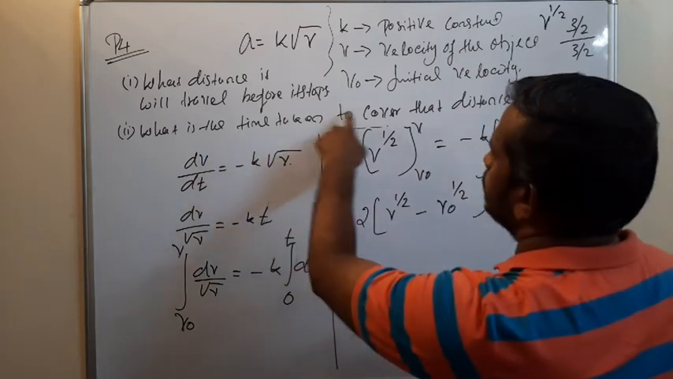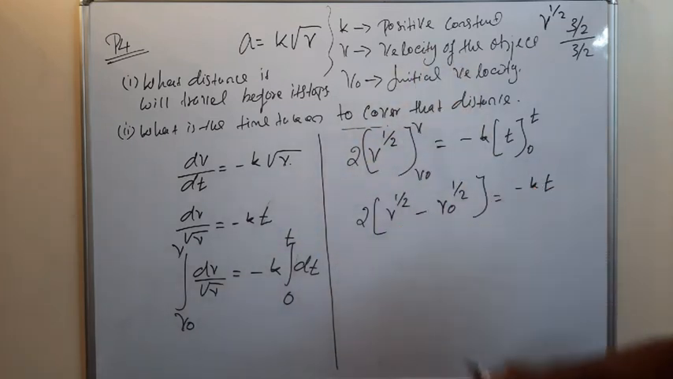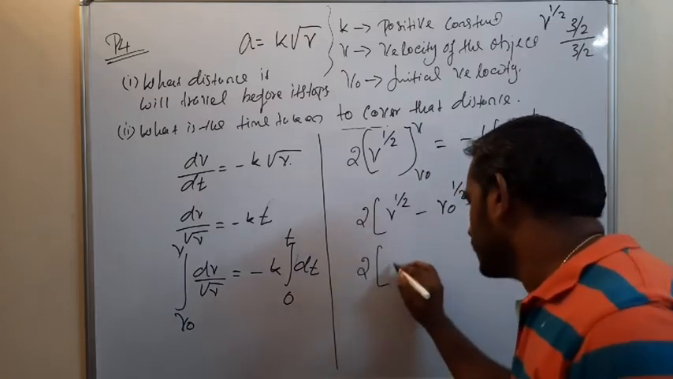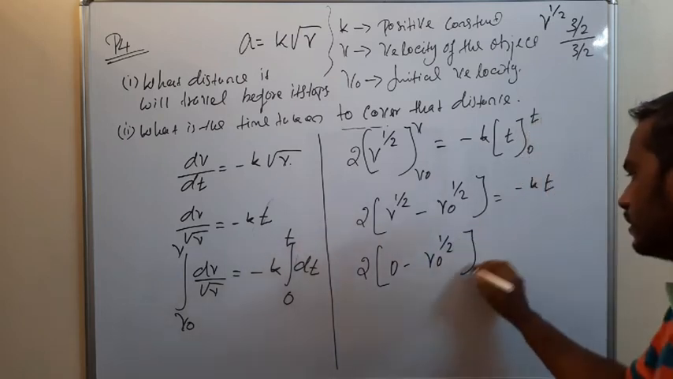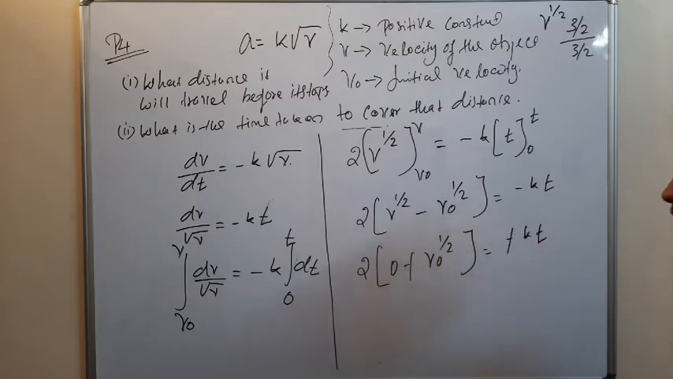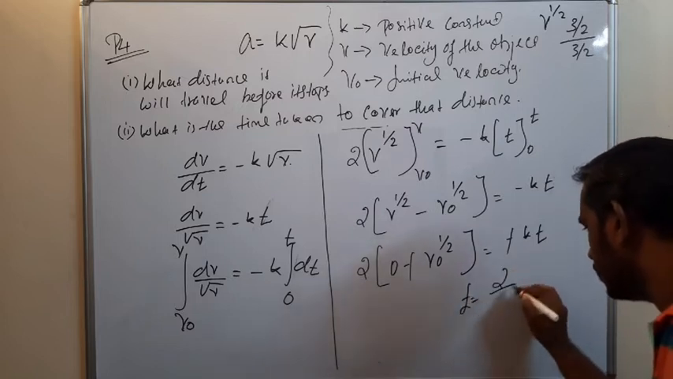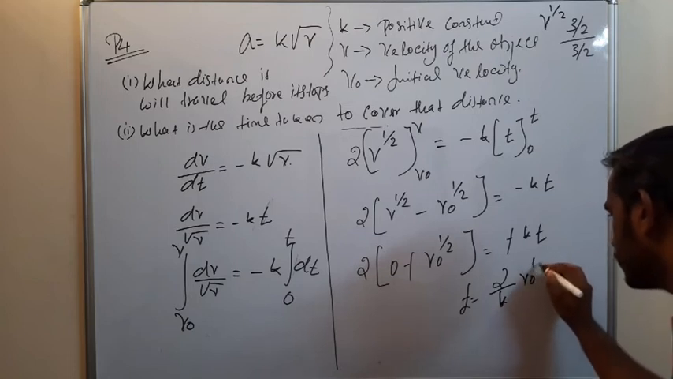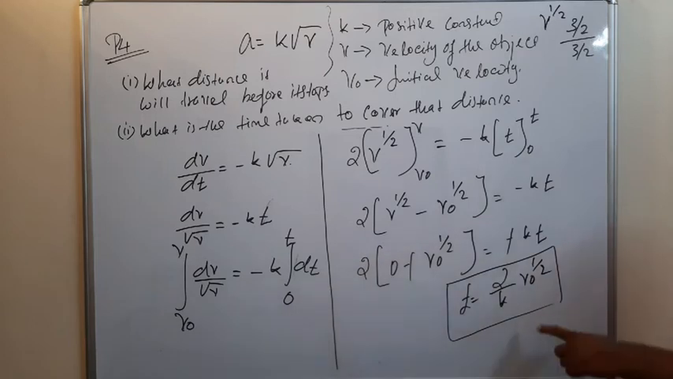So what is the time taken to cover that distance? The distance we found using the condition that v is equal to 0. So 2 into 0 minus v0 power 1 by 2 is equal to minus kt. The minus cancels. So t is equal to 2 by k v0 power 1 by 2. This is the time taken by the object to cover that distance.